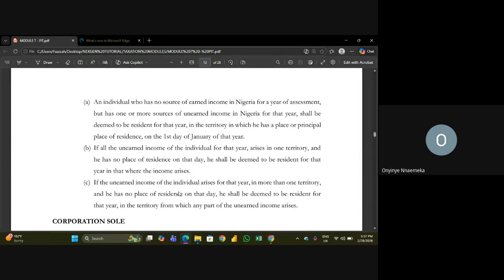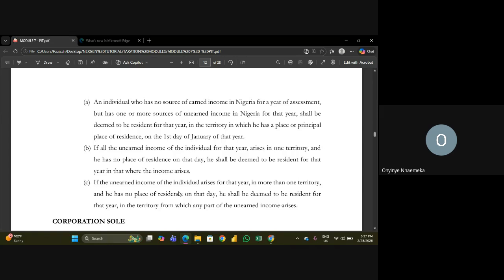Number one, an individual with no source of earned income in Nigeria for a year of assessment, or has one or more sources of unearned income in Nigeria for that year, shall be deemed to be resident in the territory in which he has a principal place of residence on the 1st of January of that year. Now, this one is 1st of January.